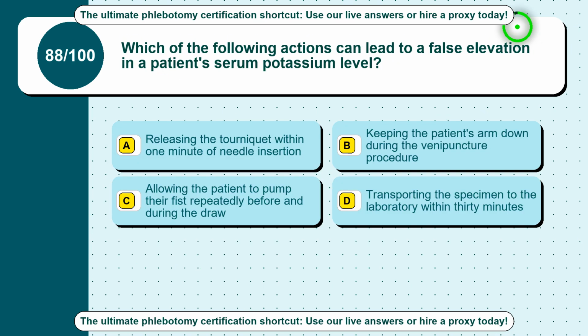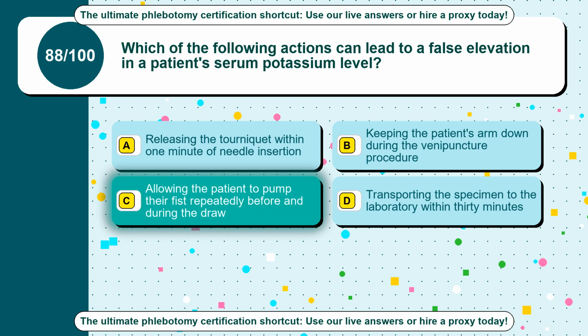Question 88. Which of the following actions can lead to a false elevation in a patient's serum potassium level? Option A, releasing the tourniquet within 1 minute of needle insertion. Option B, keeping the patient's arm down during the venipuncture procedure. Option C, allowing the patient to pump their fist repeatedly before and during the draw. Option D, transporting the specimen to the laboratory within 30 minutes. The correct answer is option C, allowing the patient to pump their fist repeatedly before and during the draw.